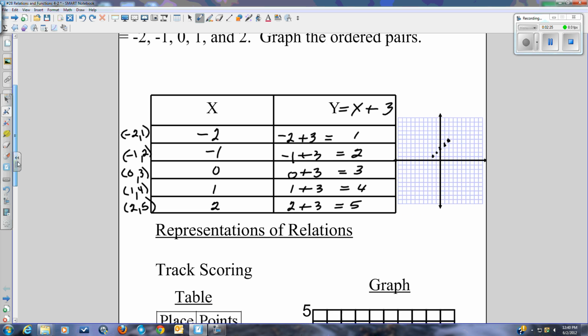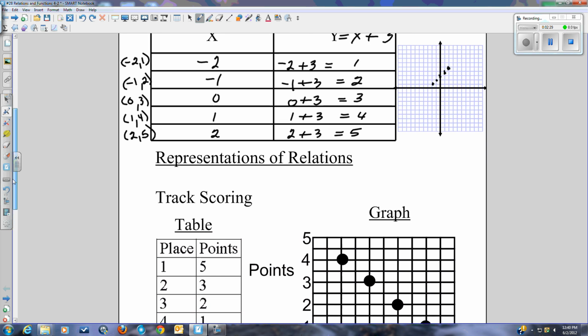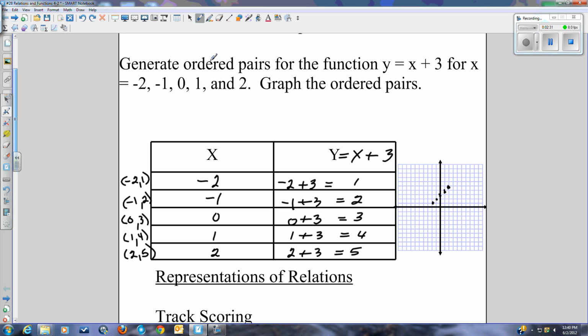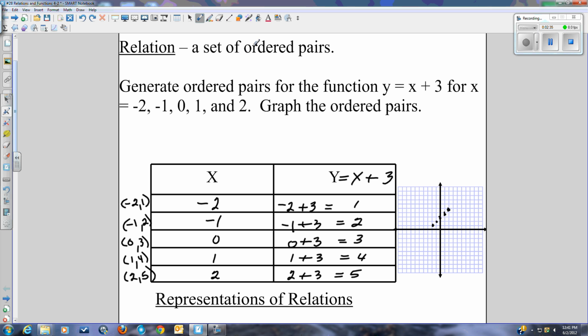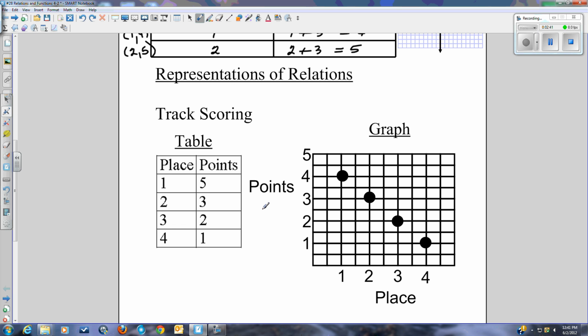Now let's continue on. Representations of relations. Again, remember, let's go back to the definition of relation. It's just a set of ordered pairs, like it says here at the top. So that's what we had in this graph. You can make a table, like here's track scoring results. If you place in first place, you earn 5 points. In second place, you earn 3 points. Third place, 2 points. And in fourth place, 1 point.